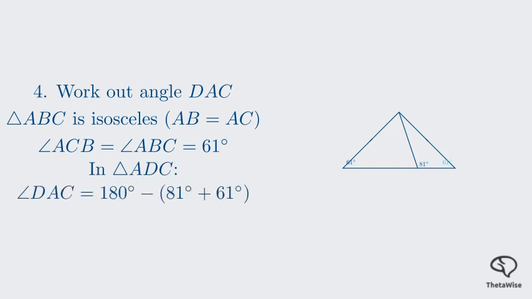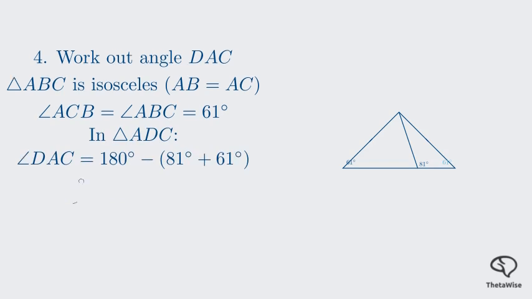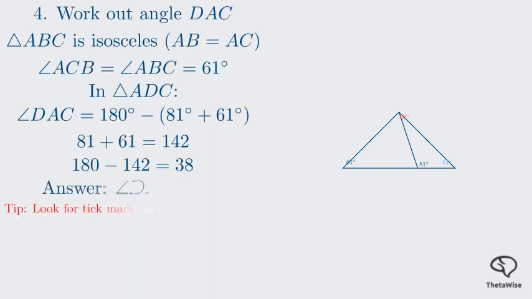Subtracting these from 180 gives us the remaining angle. 81 plus 61 is 142. 180 take away 142 is 38. The final answer is 38 degrees. Students often miss the isosceles property of the large triangle, so always look for those tick marks on the lines.